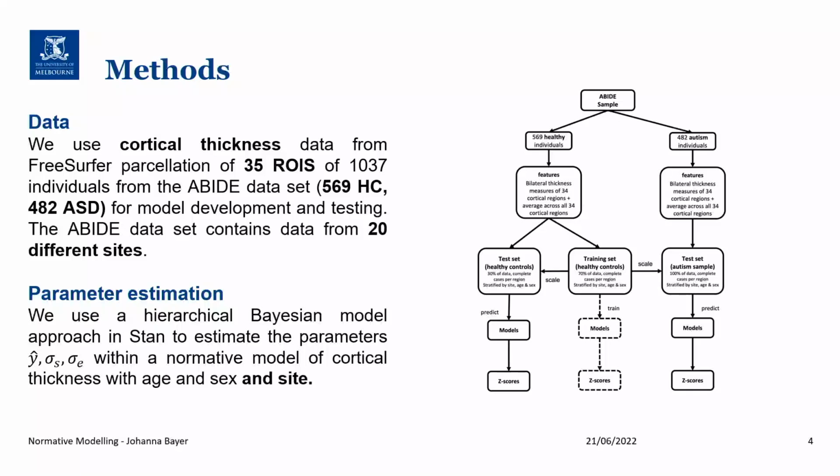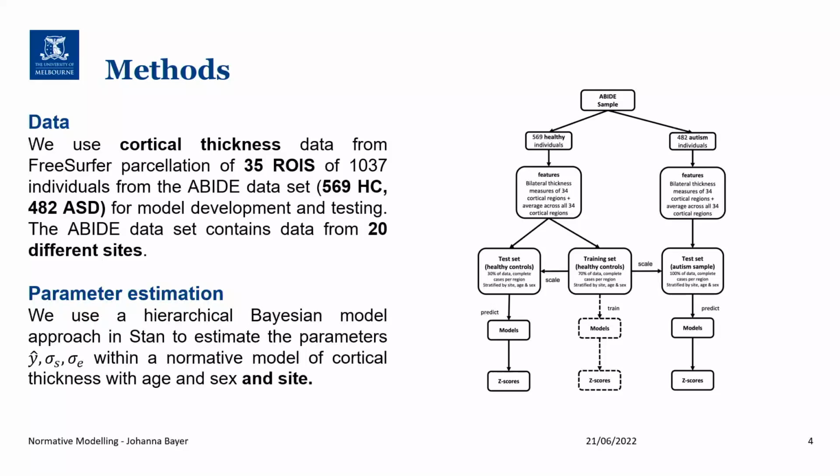Now I wanted to test whether this actually works. In order to do this, I took an open data set, like I already said, the ABIDE data set, and I used cortical thickness data from 35 ROIs from this data set. The ABIDE data set contains data of over 1,000 individuals: 569 healthy controls and 482 individuals with autism. Most importantly, the ABIDE dataset is a multi-site dataset, so it contains data from over 20 sites.